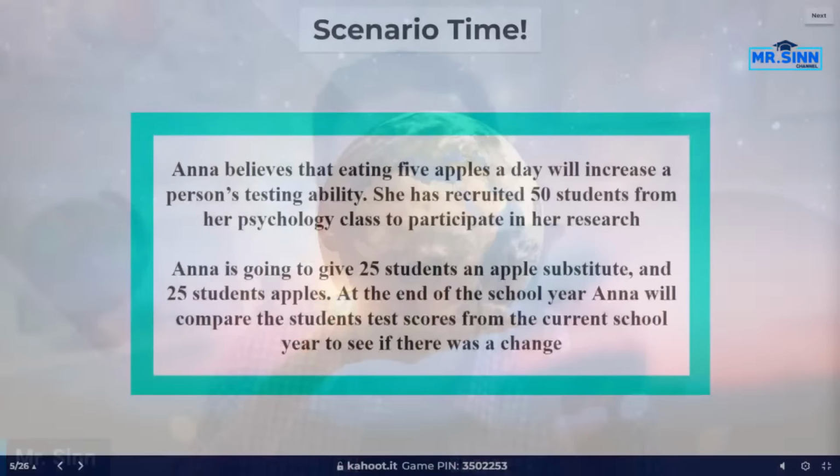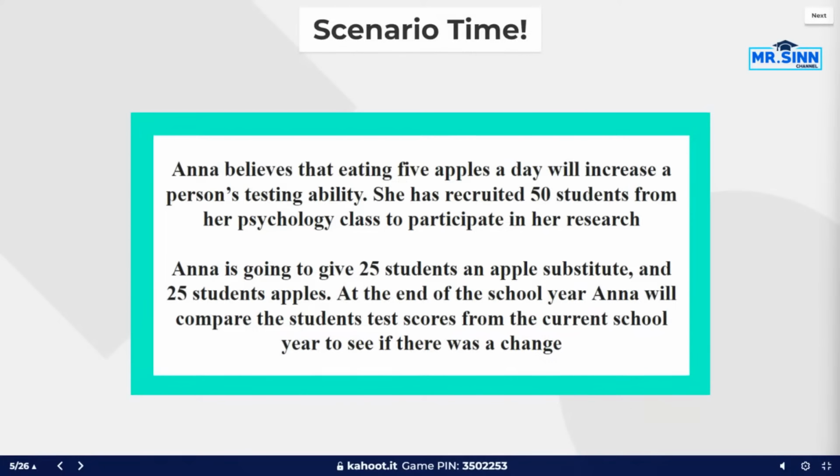You guys are on it. All right, here's our scenario. So make sure you read this. The next question is going to connect to it.